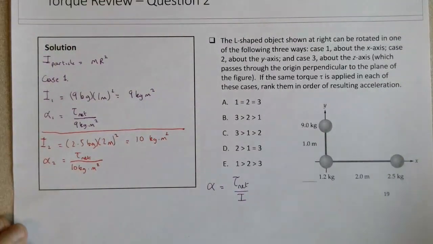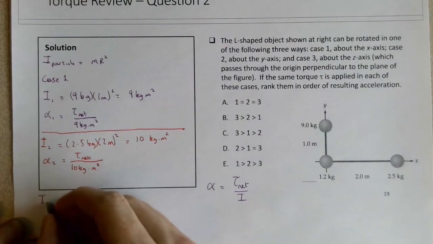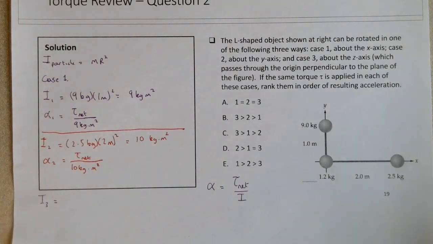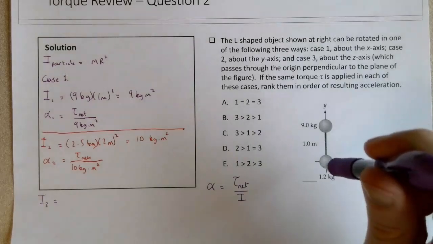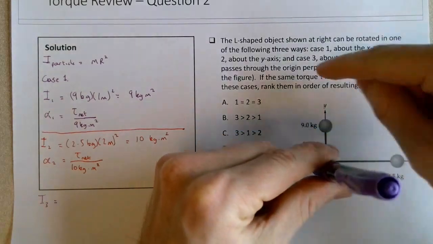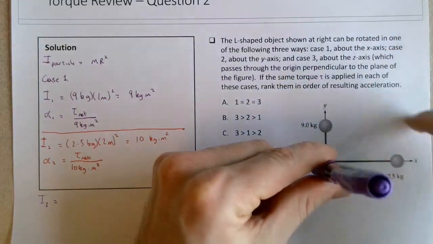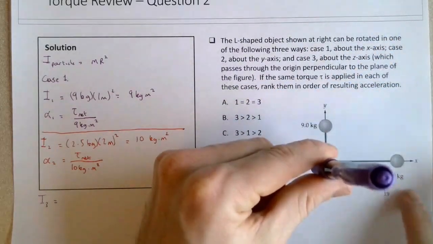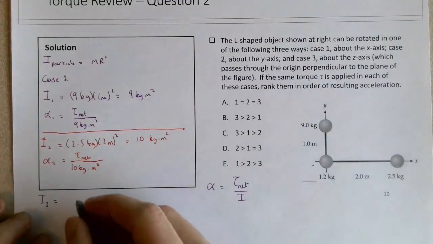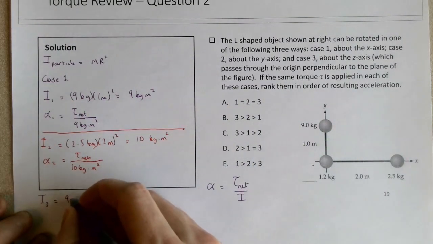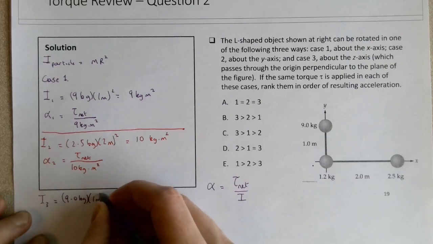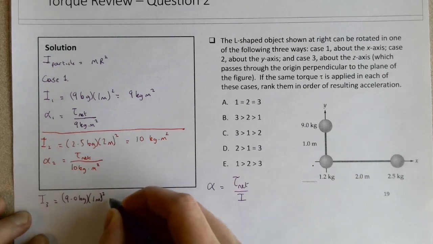I'll do I3 here below the box. So I3 is a little more challenging, because in this case we're rotating about an axis that is perpendicular to the page. So this time the 2.5 and the 9 are spinning around in a plane that's the same plane as the page. So you've got the 9 and the 2.5 spinning around. So again, I've got the 9 kg times 1 meter all to be squared, which will be equal to 1 meter squared.